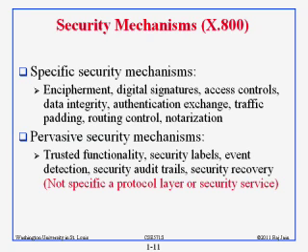All right, so let's talk about mechanisms. So these are some of the mechanisms. Encipherment, that is encryption, digital signature, signing, access control, data integrity, authentication exchange, traffic padding, routing control, notarization. All of this we'll talk about later on in the class, but these are all the techniques.